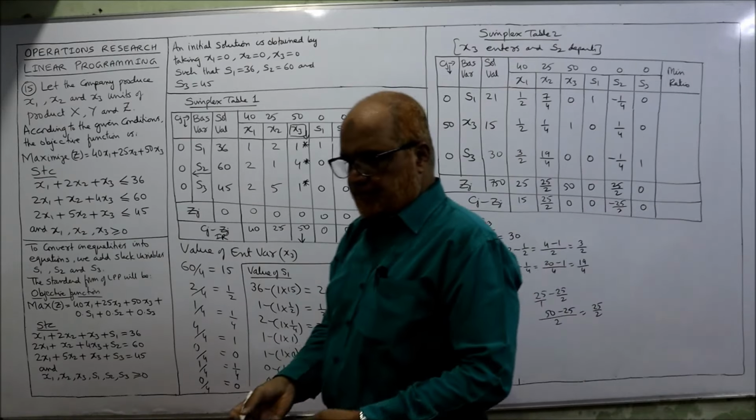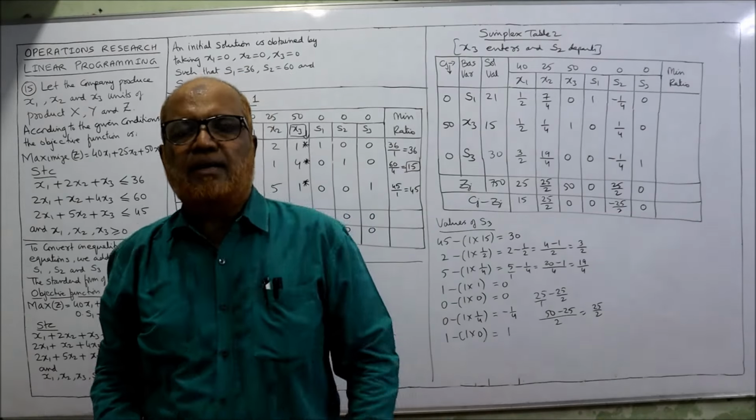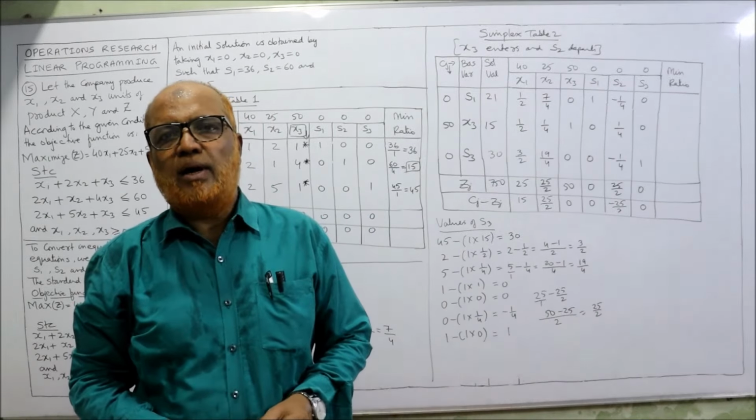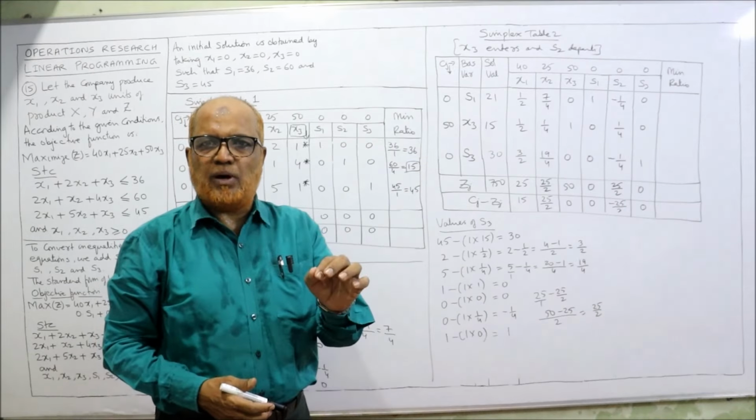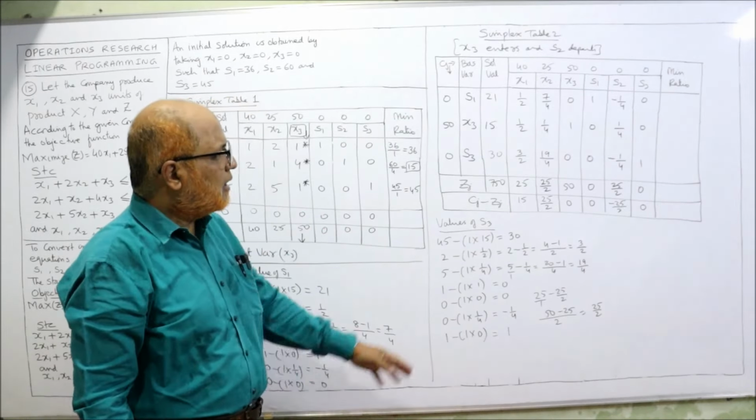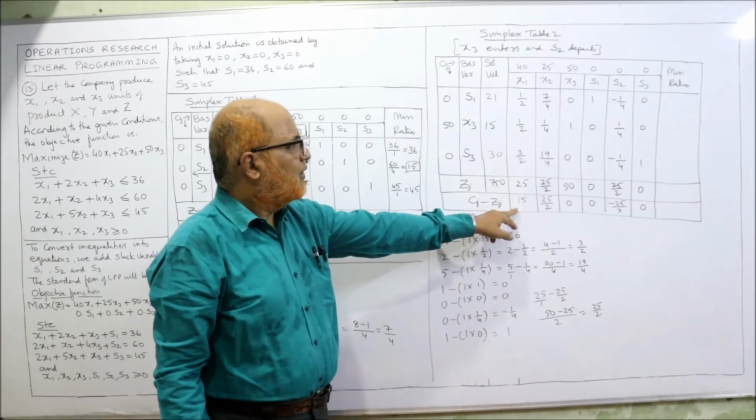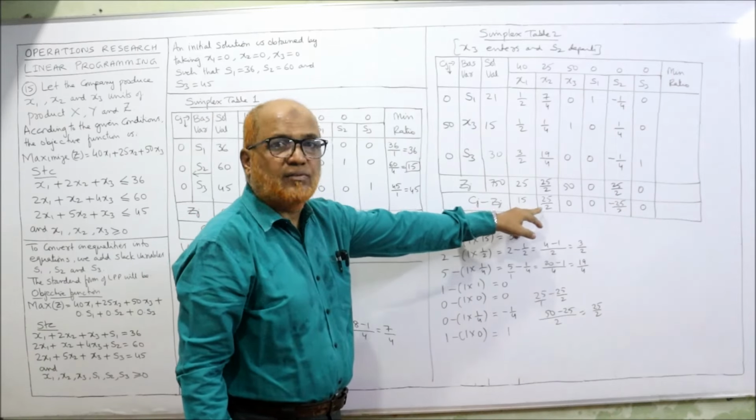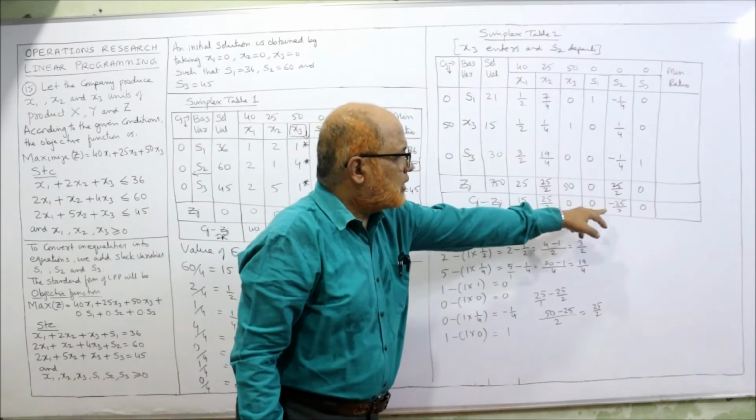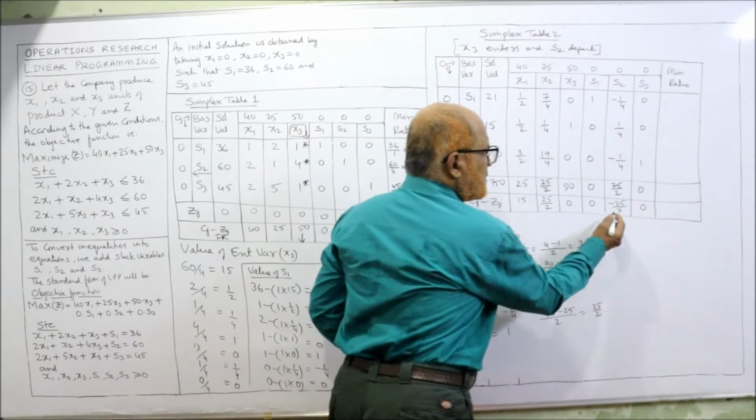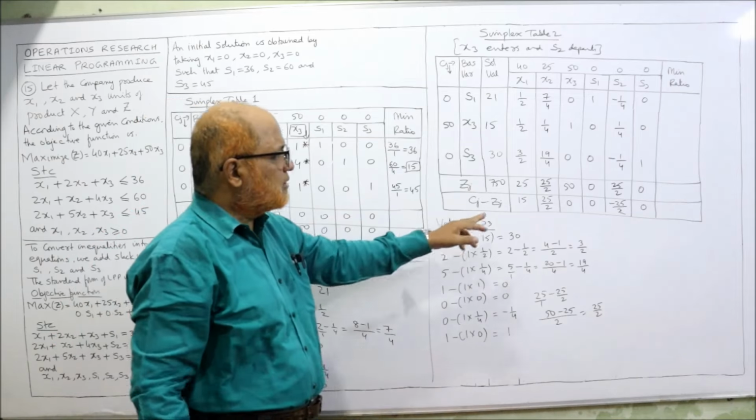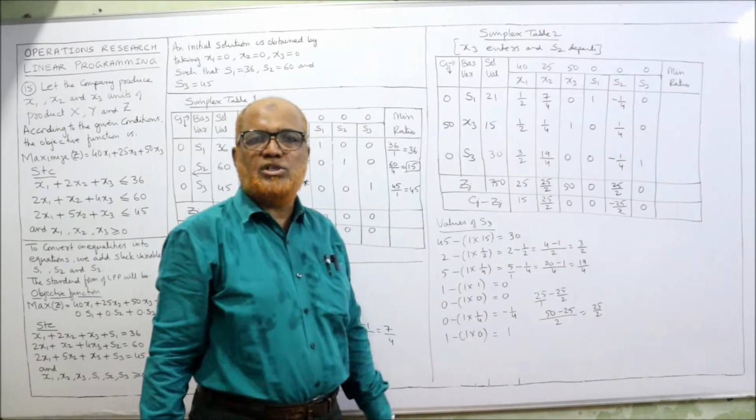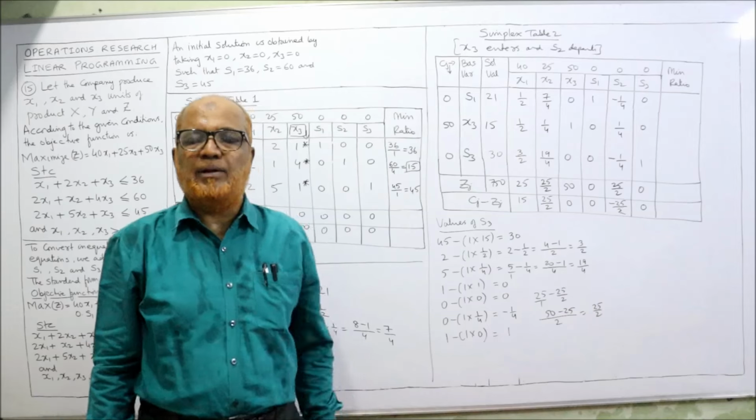Now, optimality test. The index row elements should be zeros and negatives. If there is a positive, we have to make another table. Here, 15 is positive. 25 by 2 is positive. Then 0, 0, minus 25 by 2, 0. That means out of 6 items, 2 items are positive: 15 and 25 by 2. That means we have to make another table.